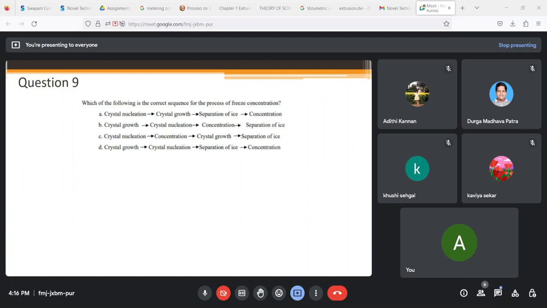So what is involved in freeze concentration? First you freeze your product, and because of the freezing of the product, you will have ice crystals forming. The first step of any crystal formation is called crystal nucleation, where your molecules will come close together and start the process of crystal formation. So crystal nucleation is the first step for any crystallization process. Then your crystals will start growing. That is, the size of your ice crystals will start becoming bigger and bigger. So crystal growth is your second step.